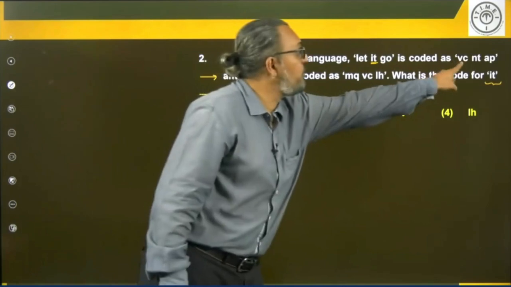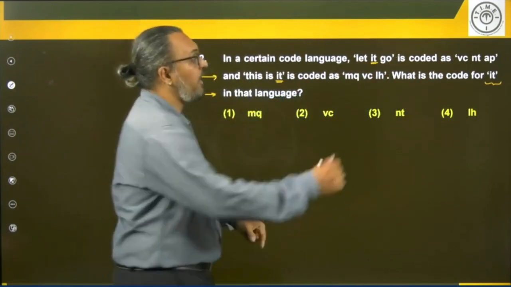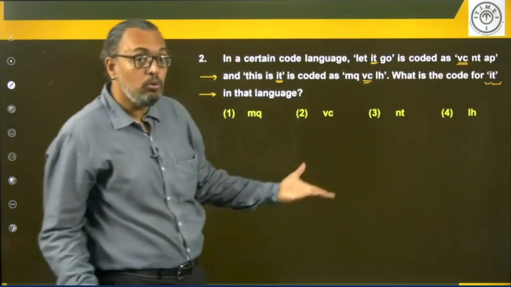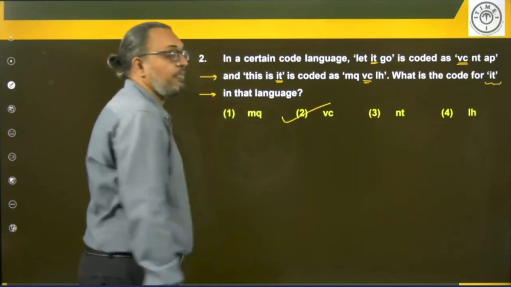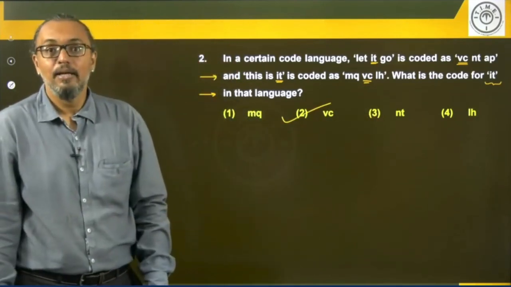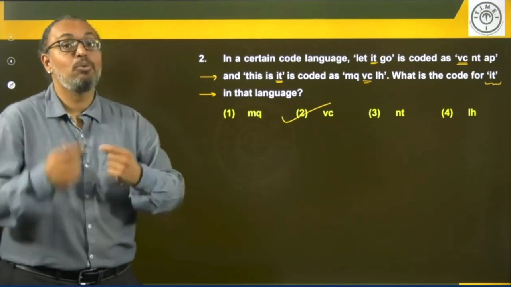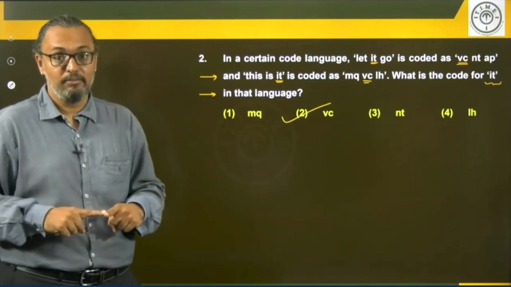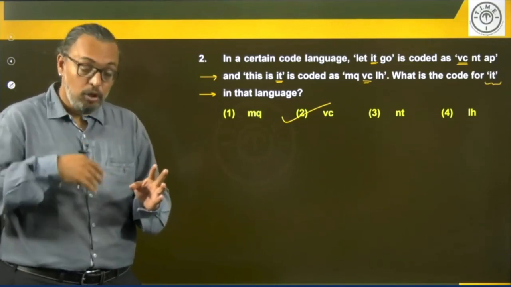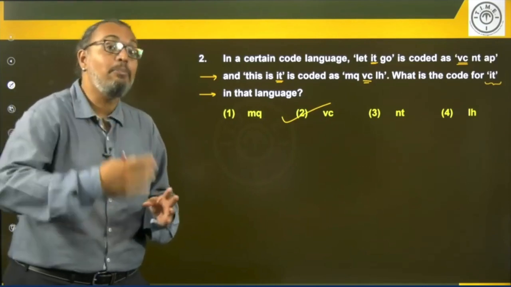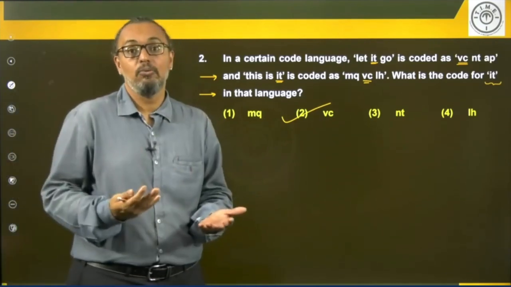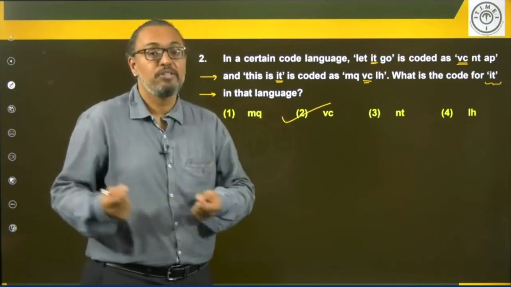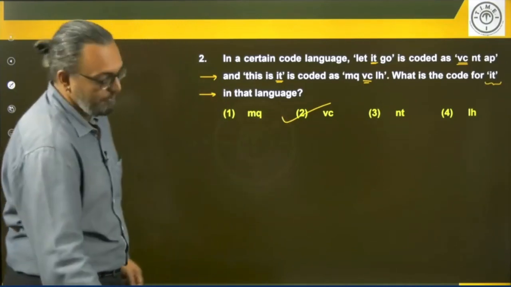Now that means among these two codes, which is the only repeated code we have? Check it. VC. Do I have NT and AP here? No. Then VC is my answer. Choice 2. Understanding the point? So ask the right questions, you will get your answer. It's that simple for coding decoding. Or for any other topic. When you are working on your own, keep asking the questions. What is it that I have to do now? So if you keep asking the right question, you will know how the approach should be and you can fix on that approach. Yes? Okay.